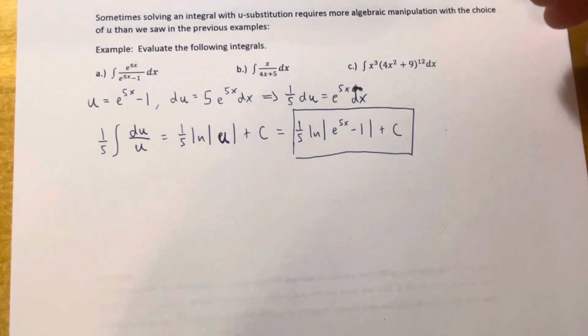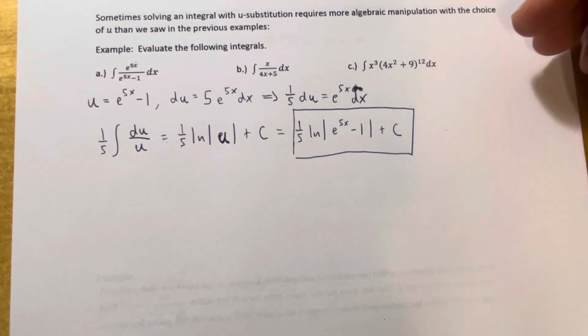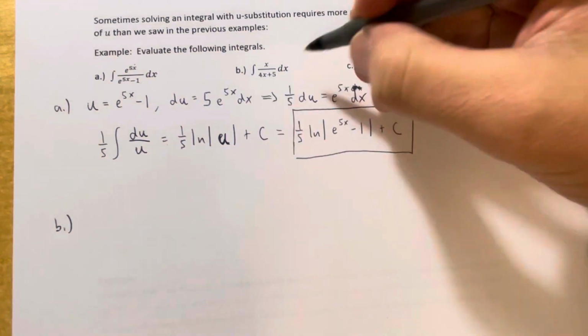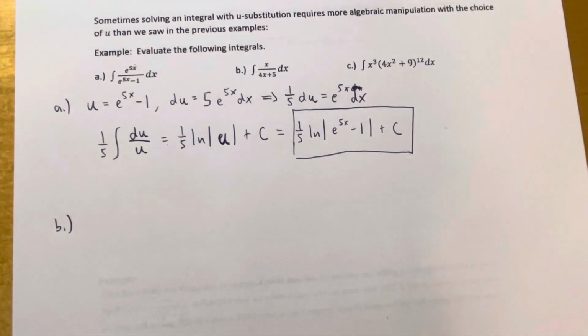All right. So far, so good. Let's take a look at another example. So B. I should label that A. Here's B. I want to take the integral of x over 4x plus 5.